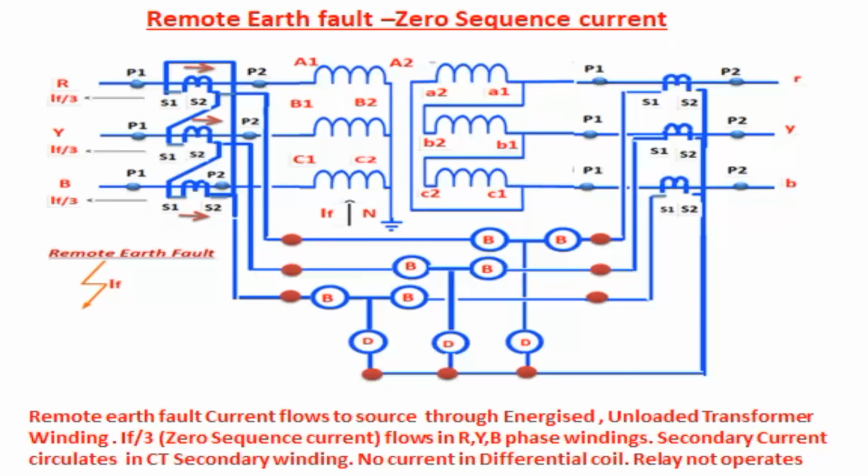Suppose this star side CT is connected as a star, the circulating current will come to the CT secondary and go to the relay. Now, the CT secondary of the star side winding is connected as a delta. So the remote earth fault current which is entering the star winding will be circulating in the CT secondary of the star winding.